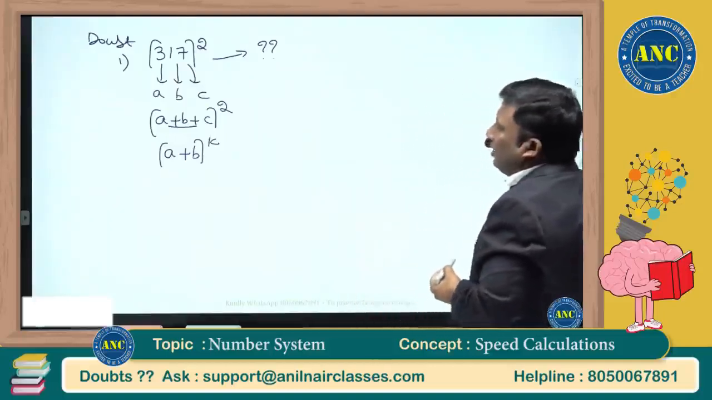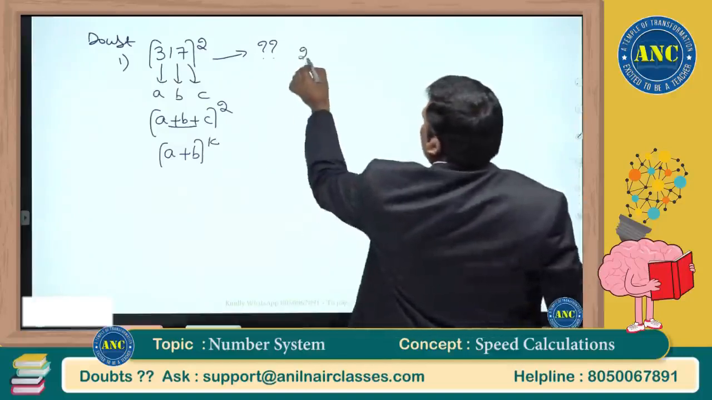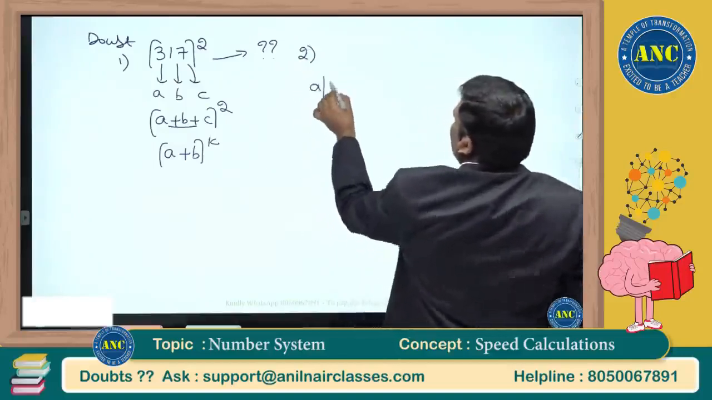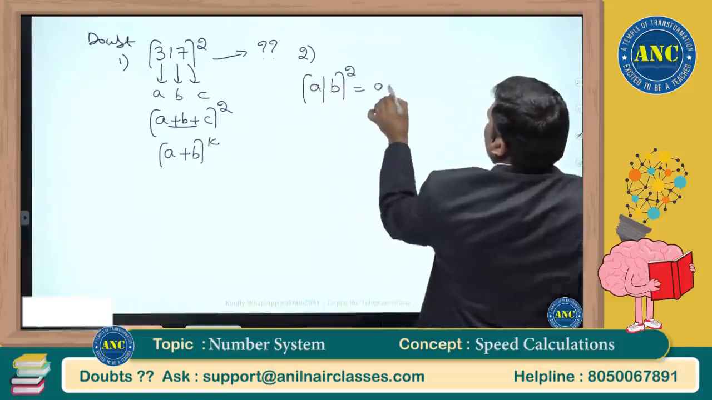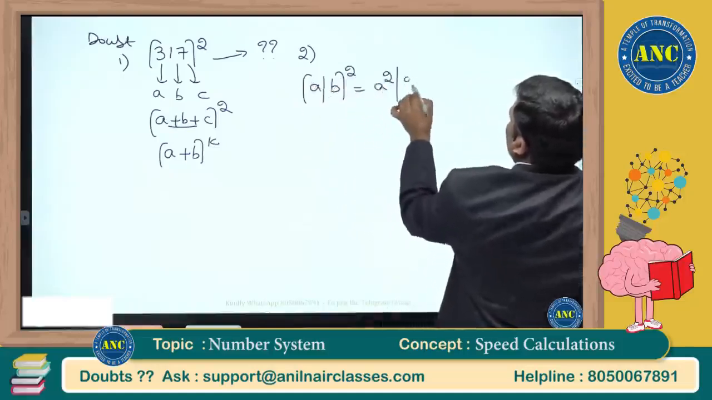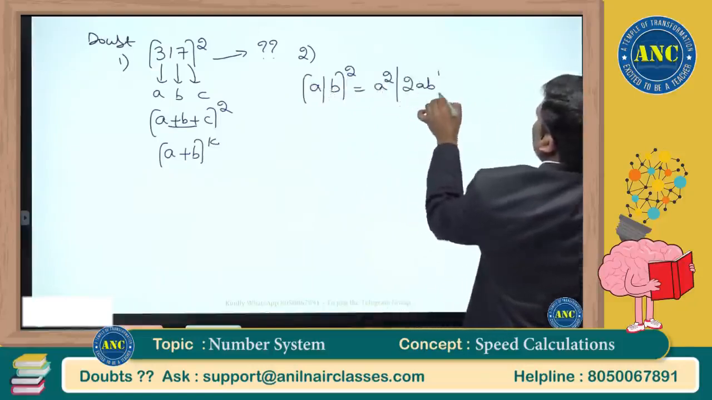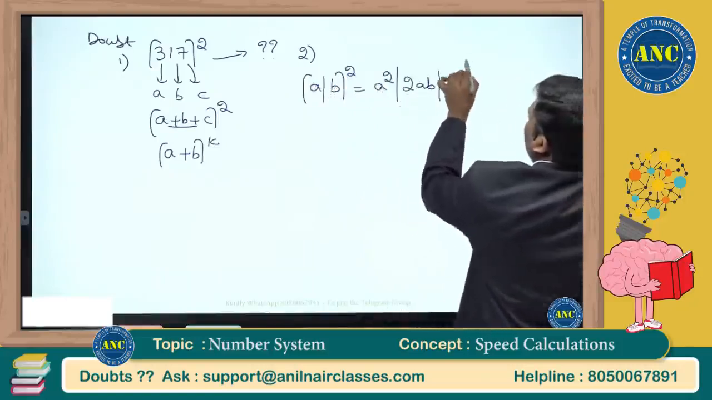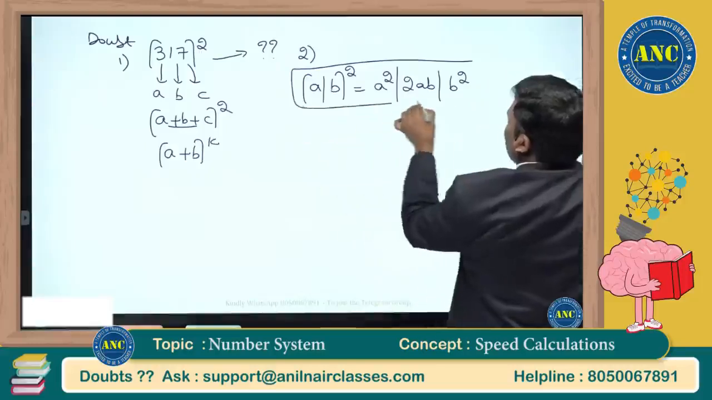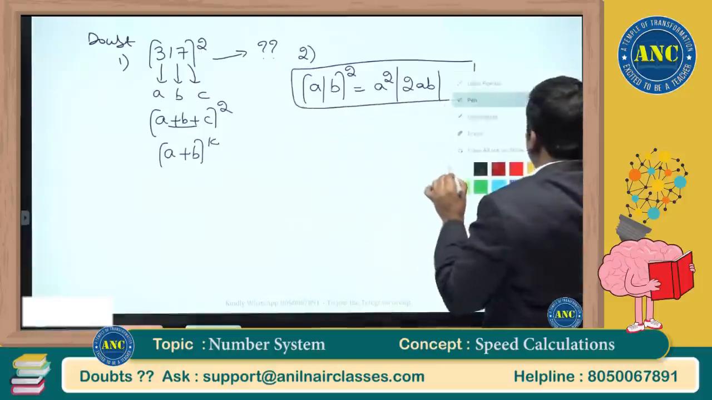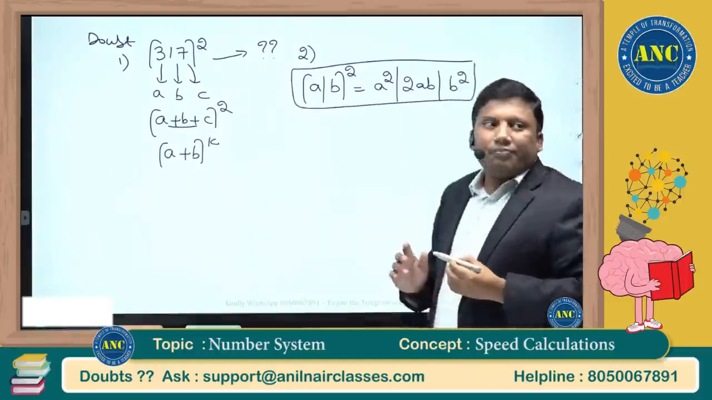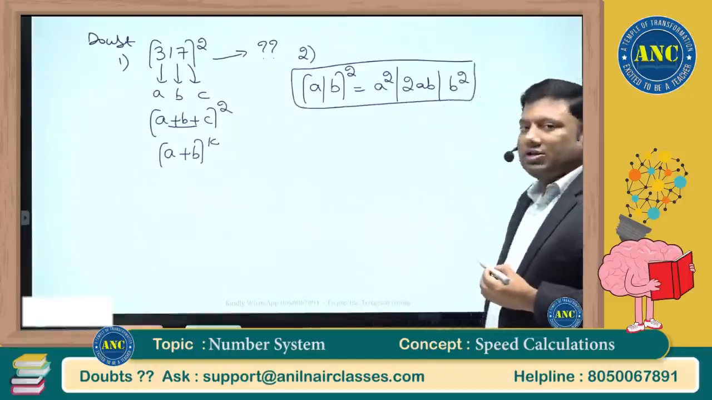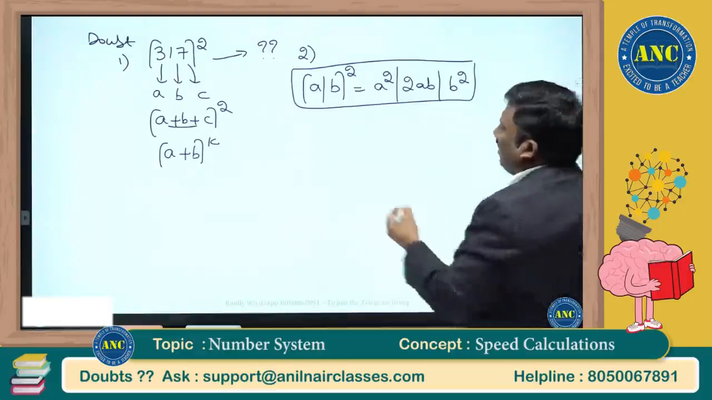Now see here. Listen, the second doubt is: sir, is there any importance for (A plus B) whole square? (A plus B) whole square is A square plus 2AB plus B square. Listen carefully, sir. All these important key points, we are going to solve.